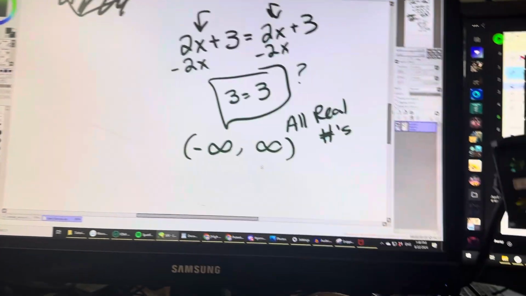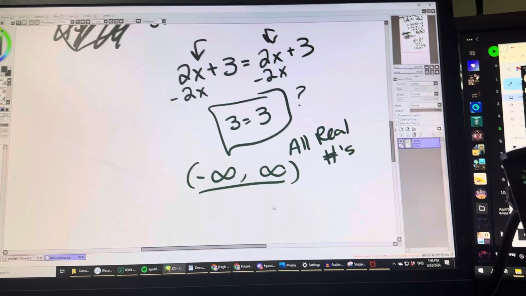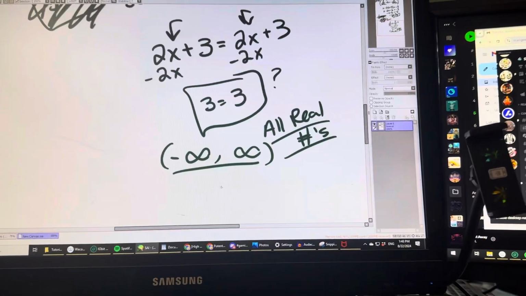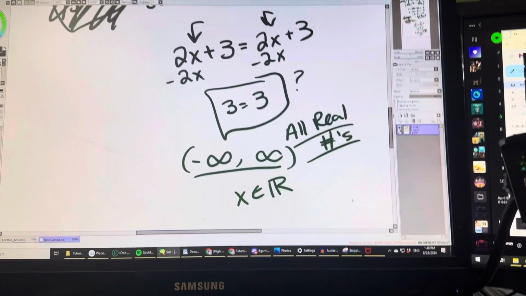or, I don't know, how else do they phrase it? I usually write it this way, all real numbers, or if you want to be a fancy pants, you can put this thing and see what your teacher says.